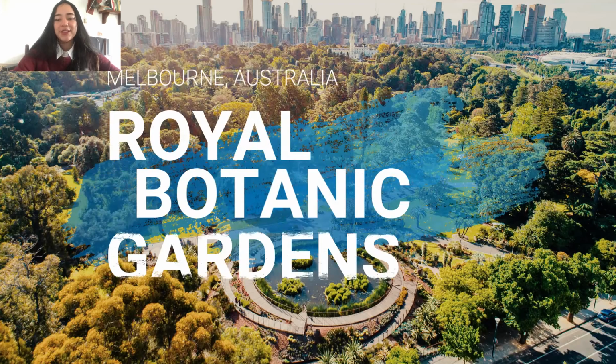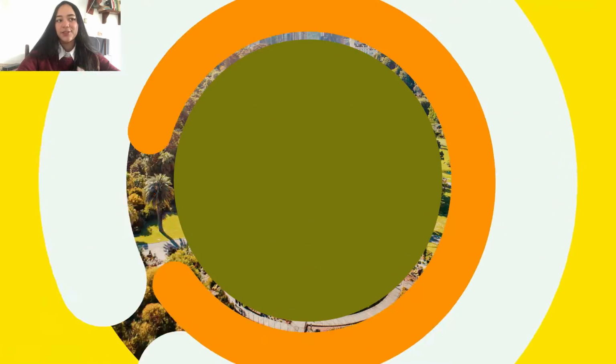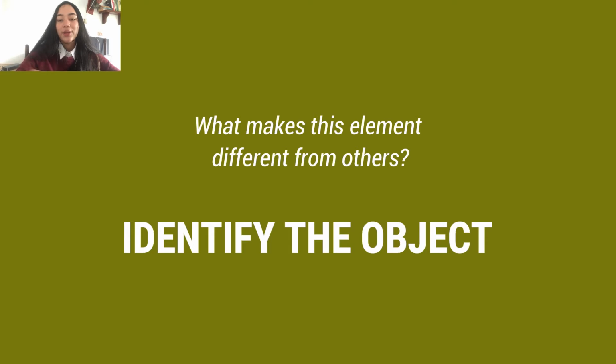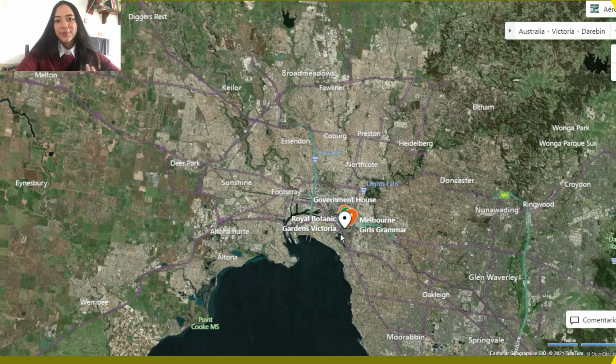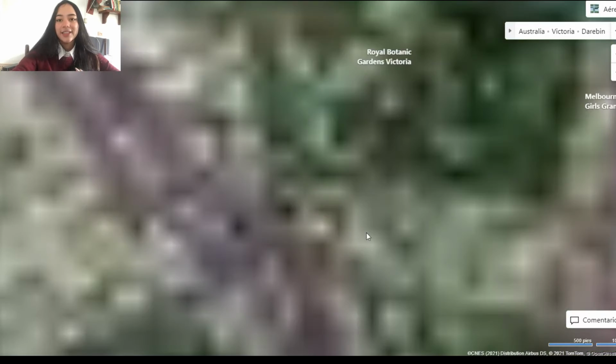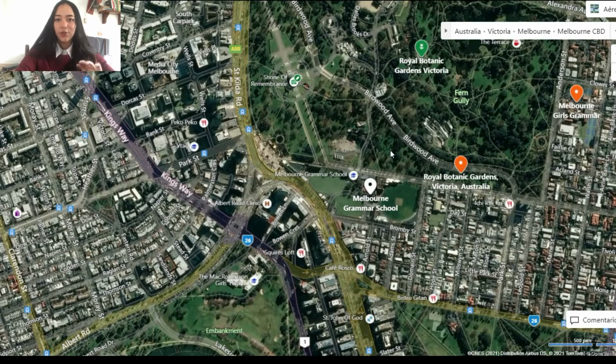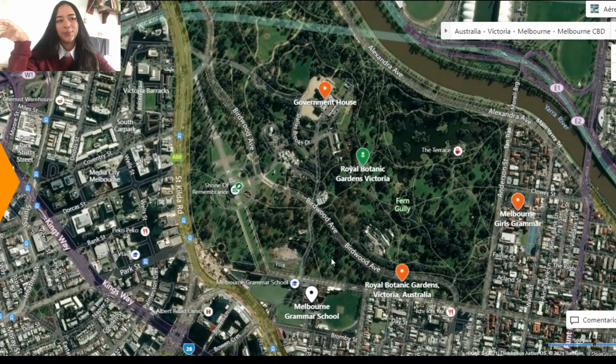So good afternoon. Today I'm going to talk about the Royal Botanic Garden in Melbourne, Australia. So, identifying the object. What makes this element different from others? Like I said before, this garden is located in Melbourne between the south of Melbourne and East Melbourne.